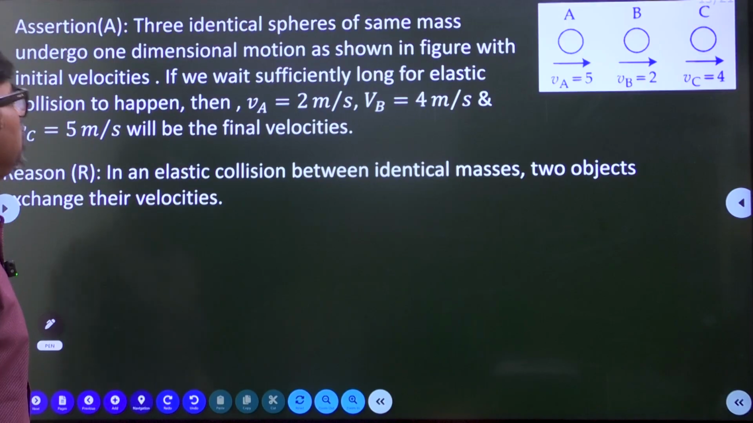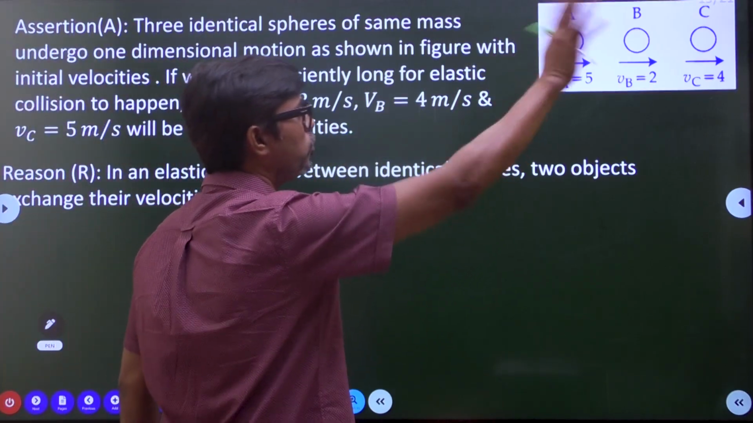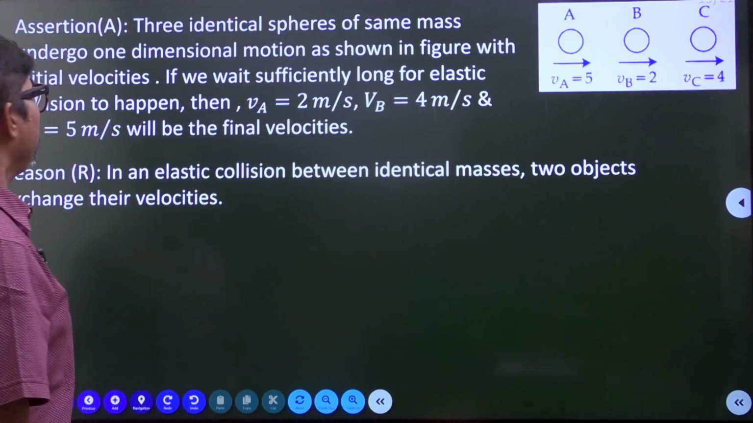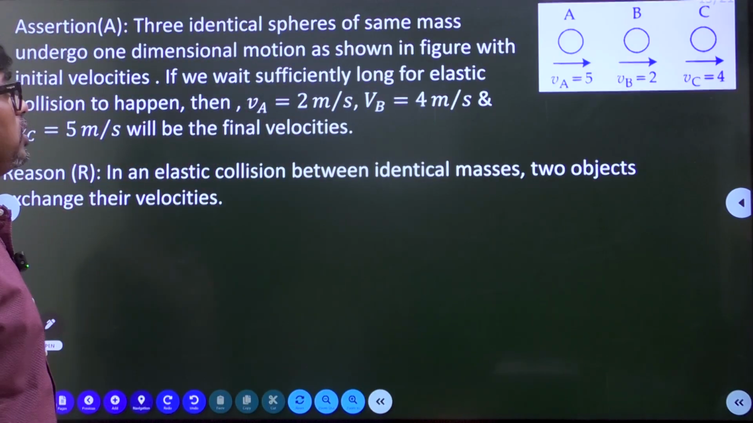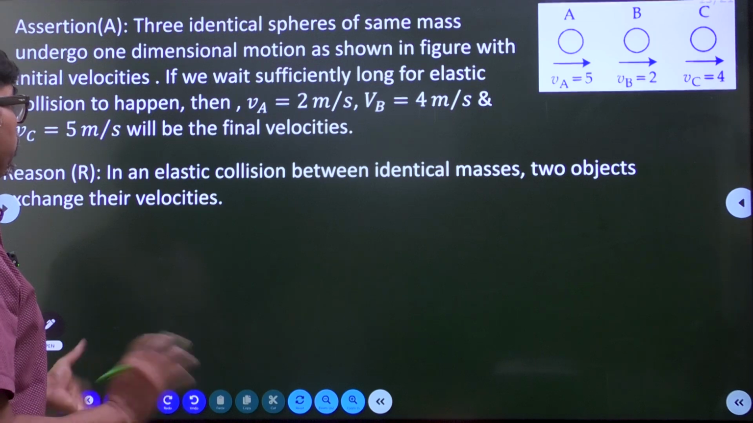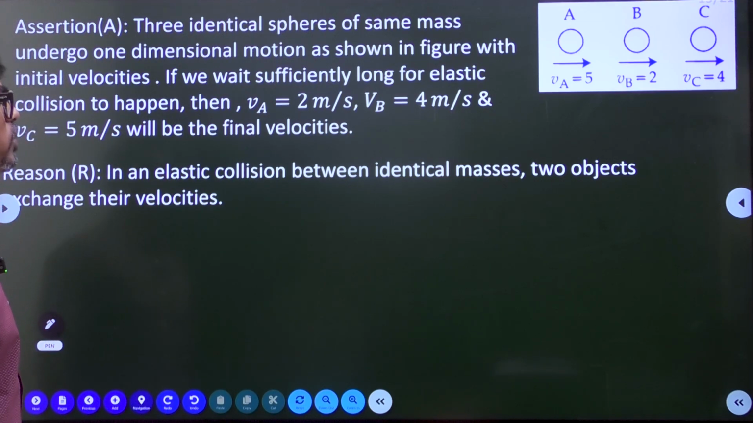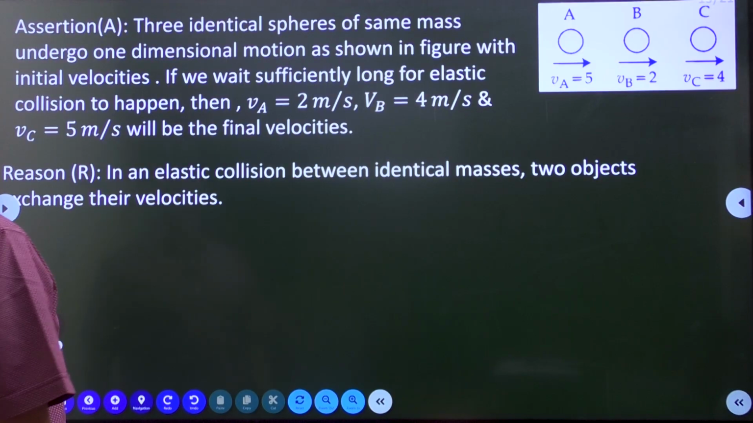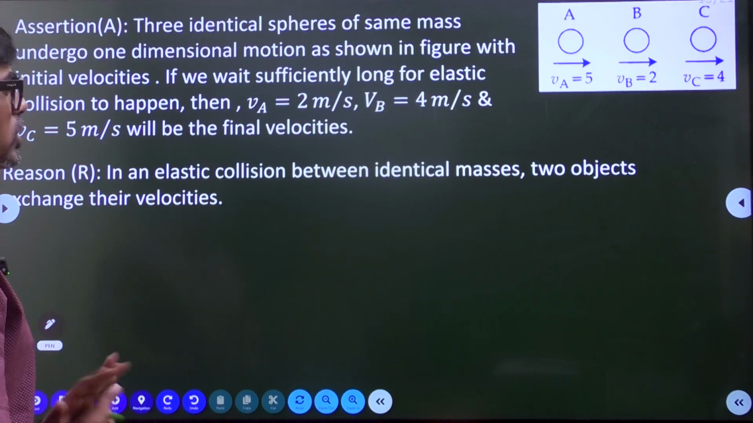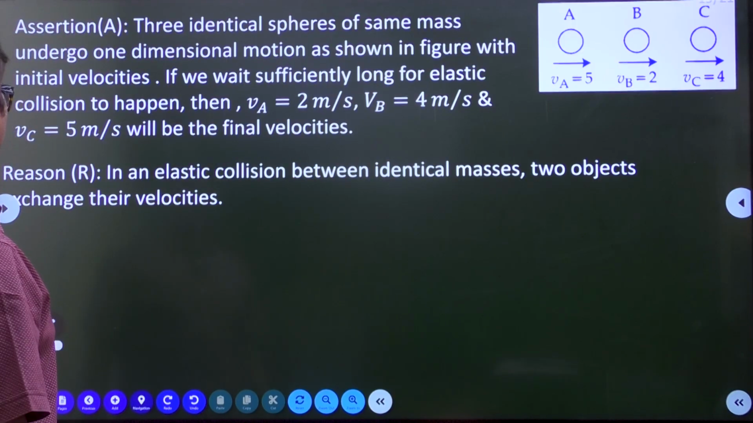Okay, right. Assertion: three identical spheres of the same mass undergo one-dimensional collision as shown in the figure. They are going with initial velocities like 5 units, 2 units, 4 units. Now, if you wait sufficiently long for the elastic collisions to happen between them, then finally VA will be equal to 2 meters per second, VB will be 4 meters per second, VC equal to 5 meters per second, is what they are saying. So let us try to understand the reason they give.